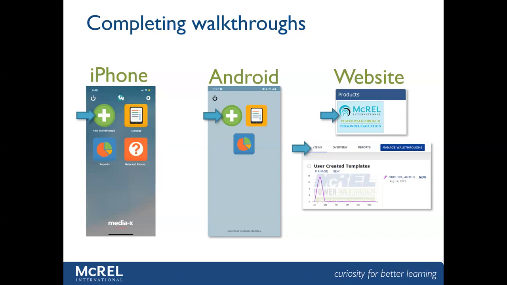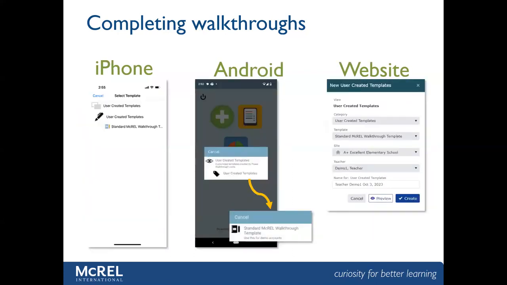On the website, you'll want to make sure that you are in the views section so that you can click the link for new within the user created templates. The next step is choosing the template on your account. So we have a standard McREL walkthrough template that links to research from one of our books, Classroom Instruction That Works, the 2nd edition. And you can find that on the website in the second field for template with a drop-down for standard McREL walkthrough template.